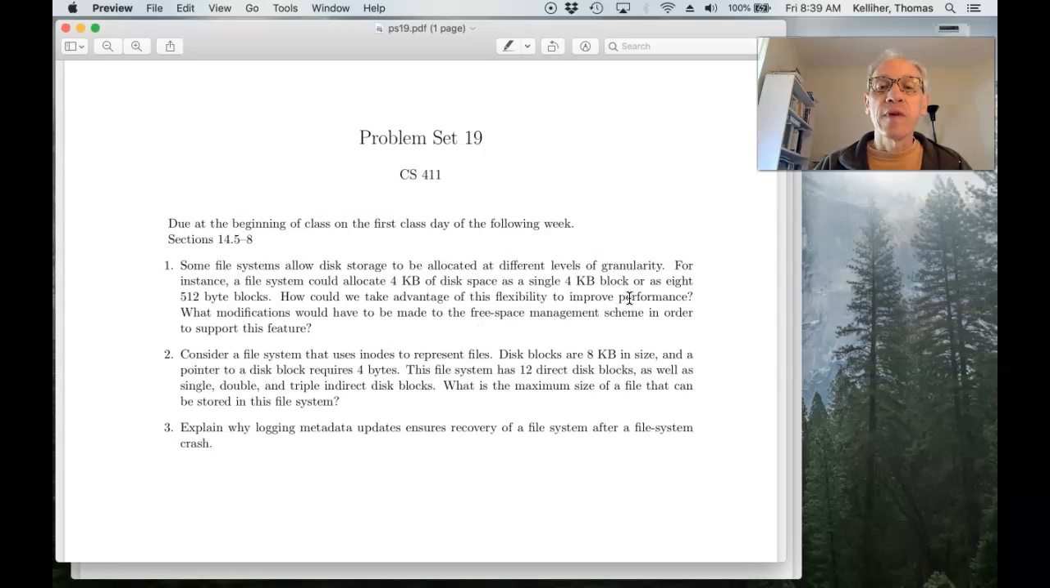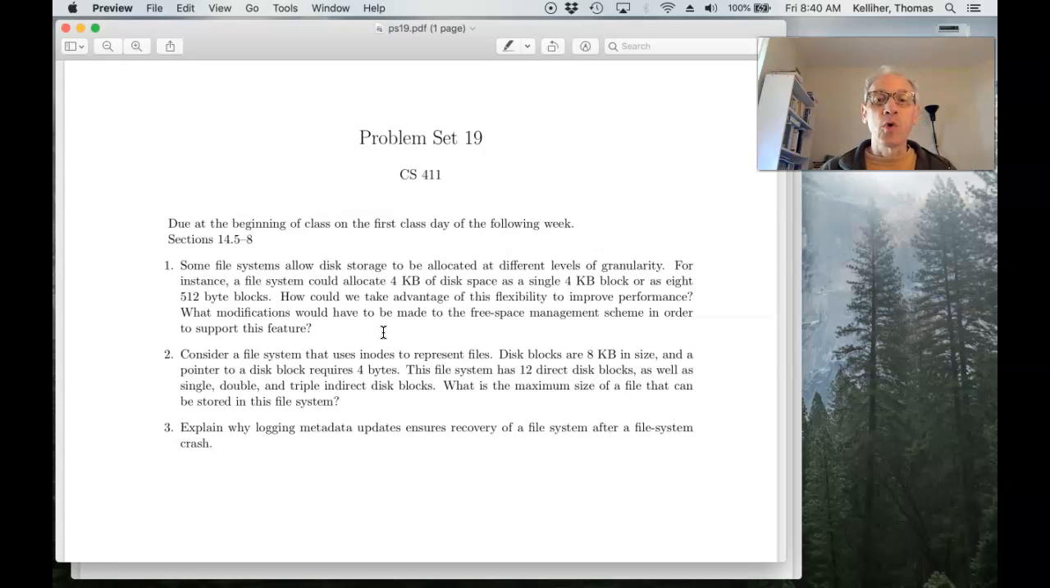Thinking about improving performance, there's a trade-off here between maximizing the disk's transfer rate for reads or writes, and so it's one type of performance, but also minimizing internal fragmentation. All right, so take those 2 types of performance into account when you answer the first question, and then don't forget that there's this second question.